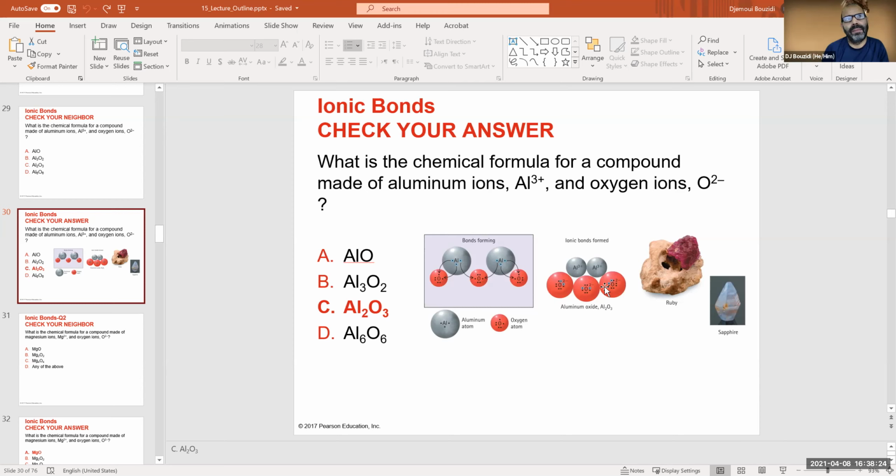This is the most common combination of aluminum and oxygen. The more scientific name for this is dialuminum trioxide. But it's called aluminum oxide. This is what ruby and sapphire are.